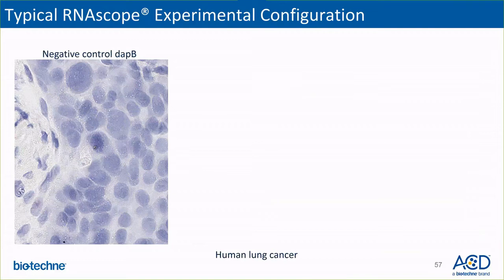Tissue samples must be properly fixed and prepared to ensure good RNA quality and no background due to poor fixation. ACD provides guidelines on how tissue should be fixed for optimal performance of the RNAscope assay.